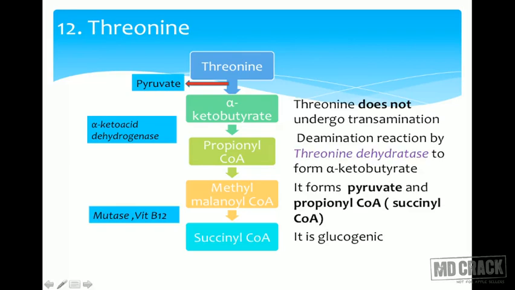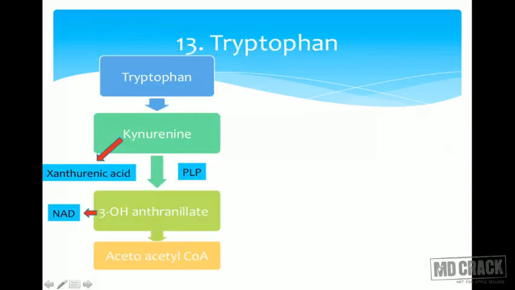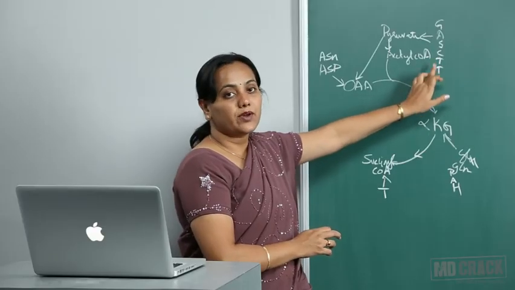Now what is important here is that threonine does not undergo transamination. Remember, lysine, threonine, proline and hydroxyproline do not undergo transamination. So in the deamination reaction, threonine dehydratase forms pyruvate and propionyl-CoA, and it is purely glucogenic. We go on to the next T, and that is tryptophan. Remember, tyrosine is entirely involved with phenylalanine metabolism. There are 3 T amino acids: threonine, tryptophan and tyrosine. Tyrosine always goes with phenylalanine, so it is easy to remember what it forms. Threonine and tryptophan go hand in hand.